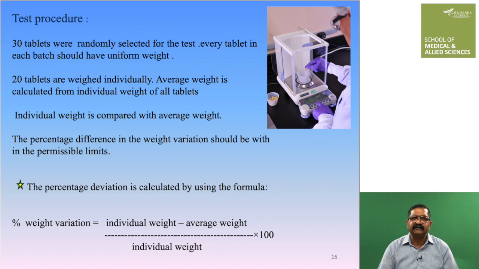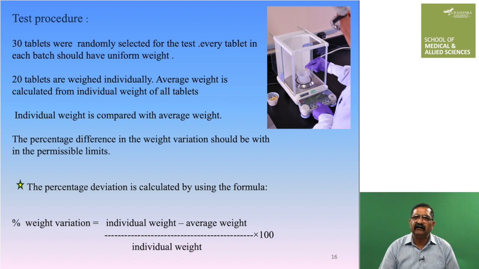Similarly, the next tests applied on the tablets are given in the form of test procedures. For the weight variation test, tablets are randomly taken, about 30 tablets. Every tablet in each batch should have uniform weight. Twenty tablets are weighed individually. The average weight is calculated from the individual weights of all the tablets. The individual weight is then compared with the average weight of the tablets.